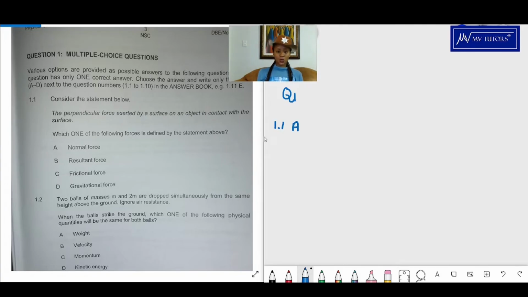Resultant force, no. Frictional force, no, not necessarily. Gravitational force, no. So the one that's applicable here really would be the normal force.